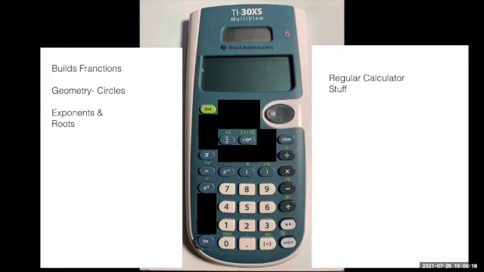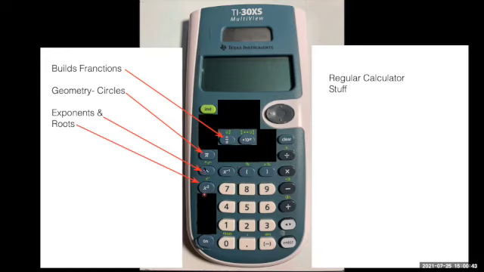Then there's regular calculator stuff. Well, first, here's the fractions. That button is the n/d button. That's the numerator and denominator. And then this is pi. That's for circles. And we don't even have to use that button, actually. We could use 3.14. The directions and the question will always say use 3.14 for pi.